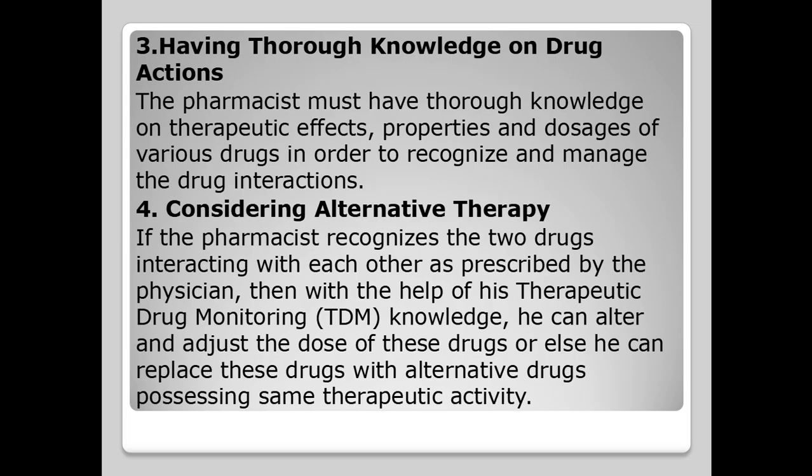Then the fourth step is considering alternative therapy. If the pharmacist recognizes that two drugs prescribed by the physician are interacting with each other, then with the help of his therapeutic drug monitoring knowledge, he can alter and adjust the dose of these drugs, or else he can replace these drugs with alternative drugs possessing the same therapeutic activity. So he can suggest an alternative drug with the same therapeutic activity, or he can change the dose of the drugs, or he can adjust the frequency of administration, or he can change the route of administration.